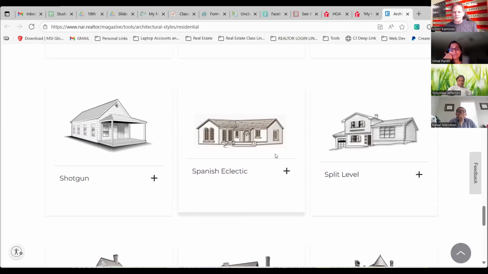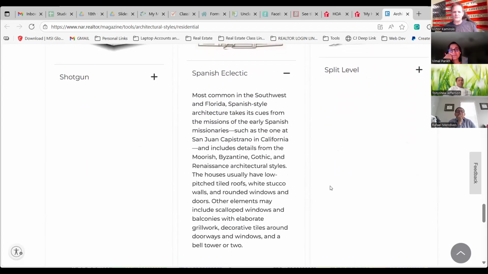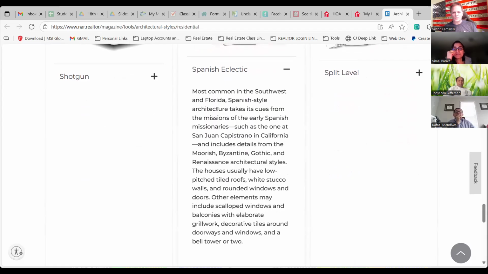Mm-hmm. Yeah, but some of these are based off of or rooted in another style. It's like another version of... this looks like a single-level ranch property, so that's a ranch style. It's just another spin-off of a ranch. Look, most common in the Southwest and Florida, Spanish style architecture takes cues from the missions of the early Spanish missionaries.